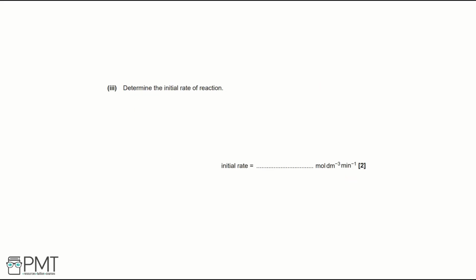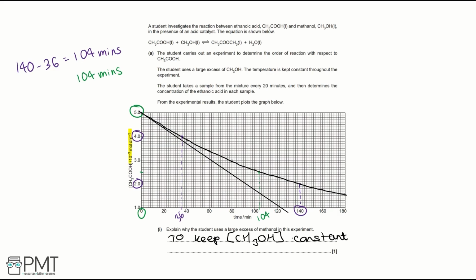Part 3. Determine the initial rate of reaction. There are 2 methods to working out initial rate of reaction. The first one involves using the graph. So if we go back and look at the graph, I've drawn a tangent at the time equals 0, and then we're going to work out the gradient of the tangent.